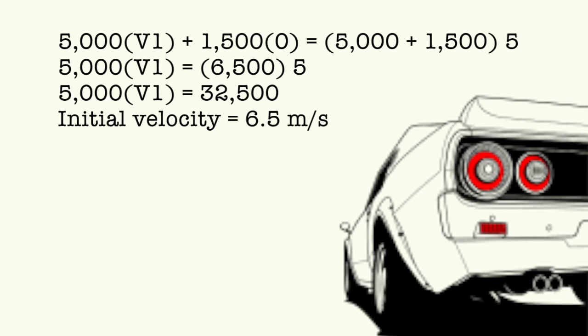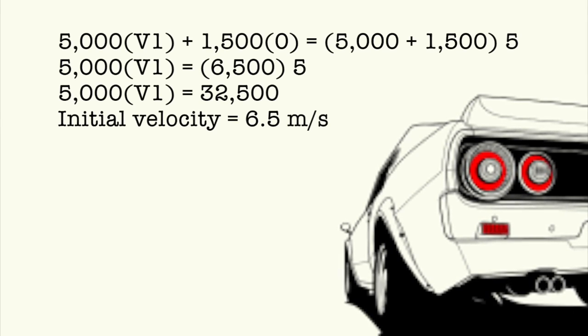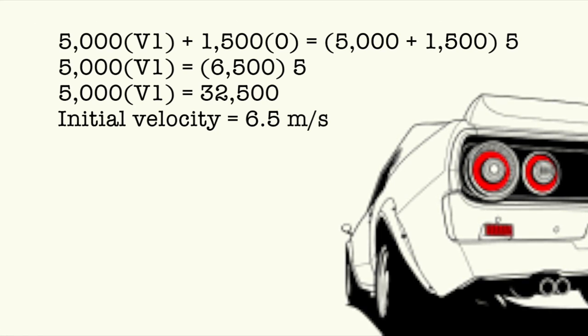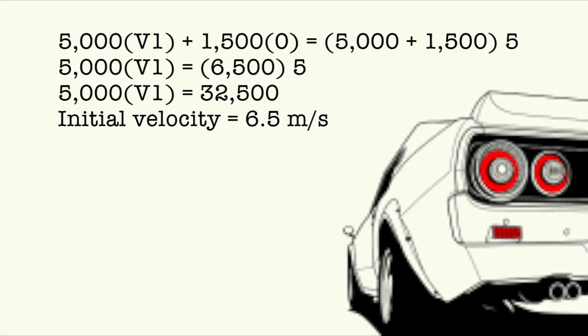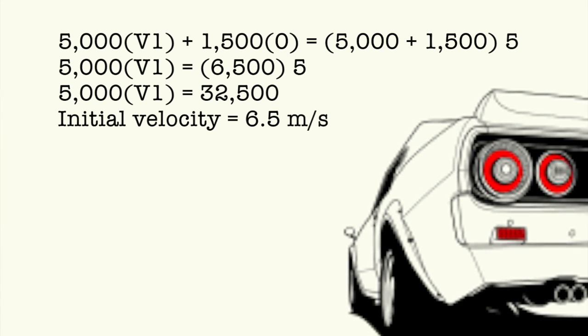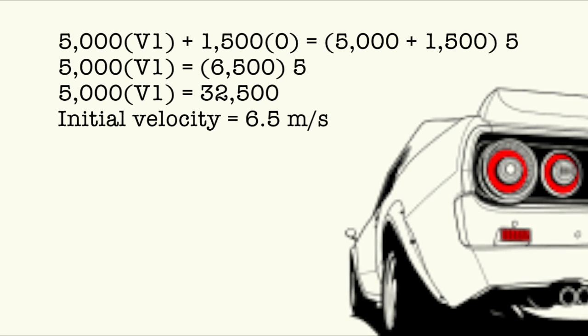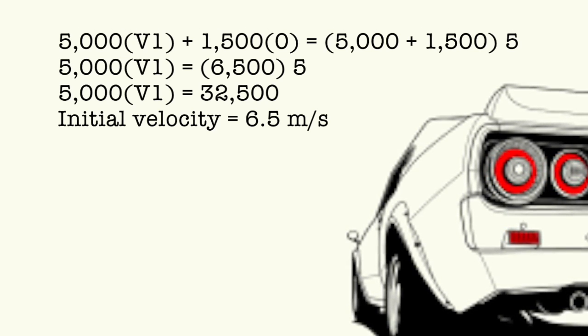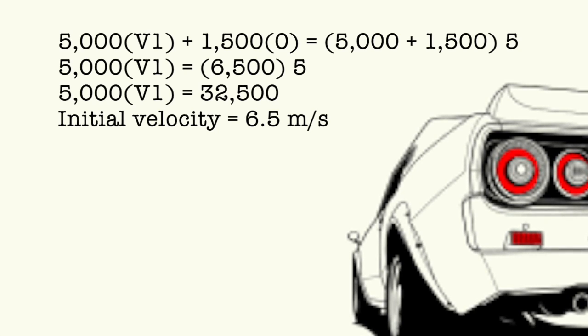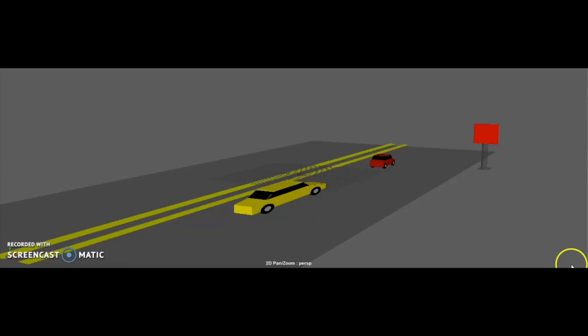This shows the mass of the limo times its initial velocity, which is what we're trying to solve for, plus 1,500 kilograms times 0, the initial velocity of the car, equals 5,000 kilograms plus 1,500 kilograms times 5, their final velocity. In this simulation, you can see a limo approaching a stop sign. Once it cannot hit its brakes, the limo will collide with the car.